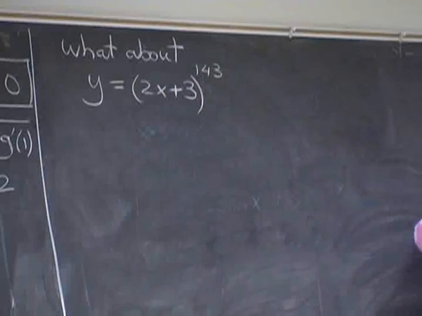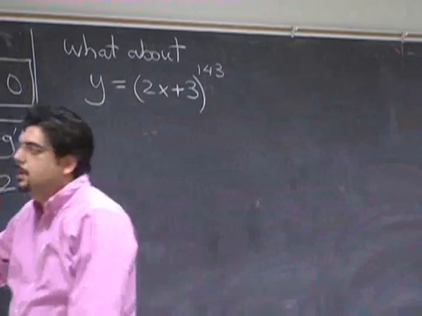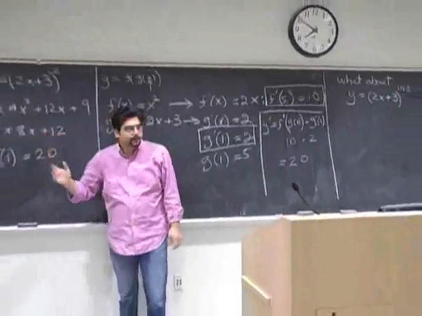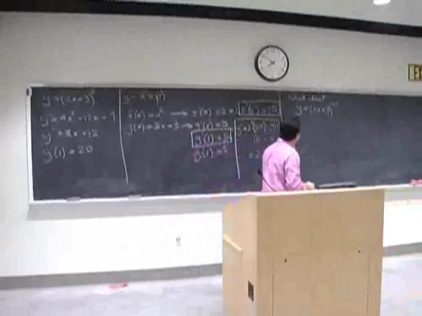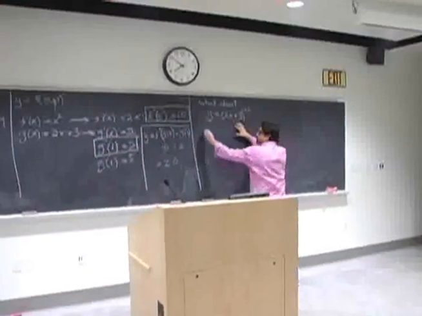Right? What about that? 2x plus 3 to the power of 143. This method is promising. This method is not very promising for that question. Right? So let's follow the same idea here. Think of this as a composition of two functions.